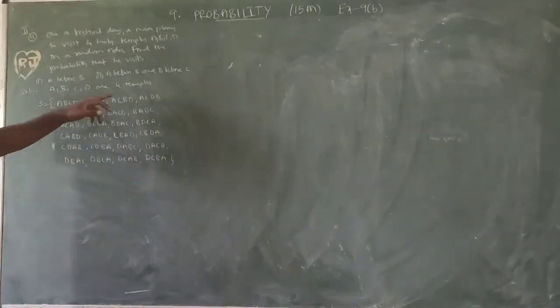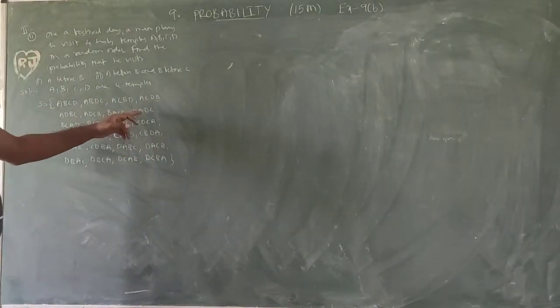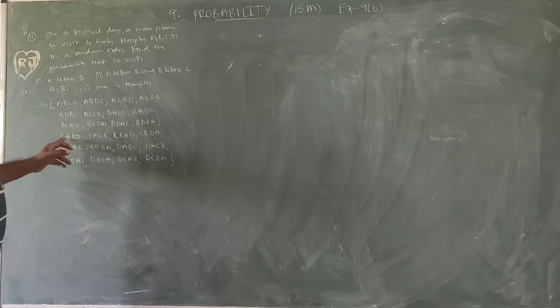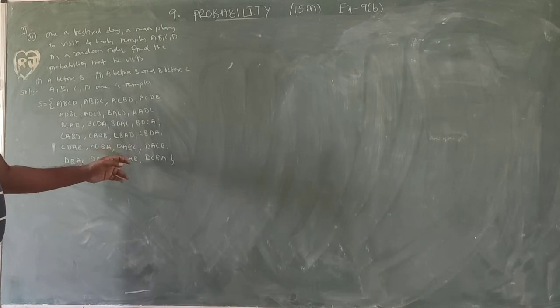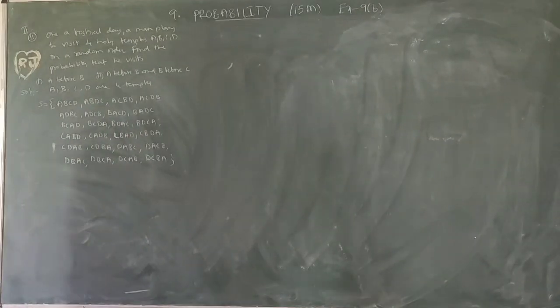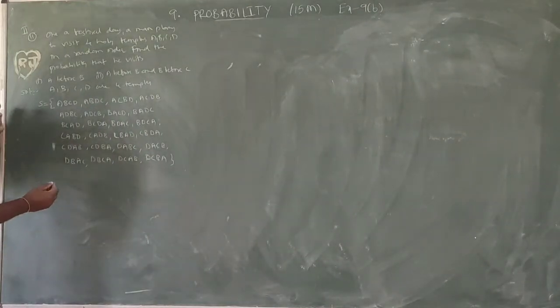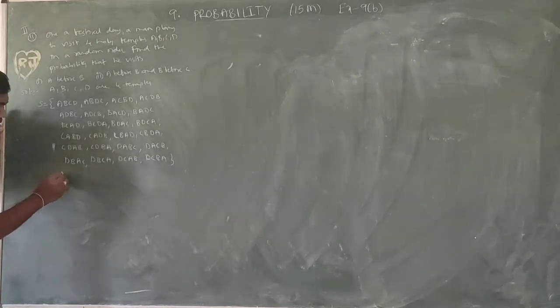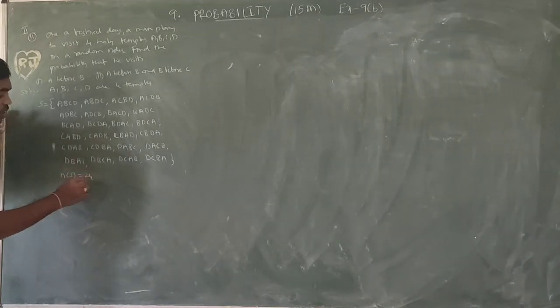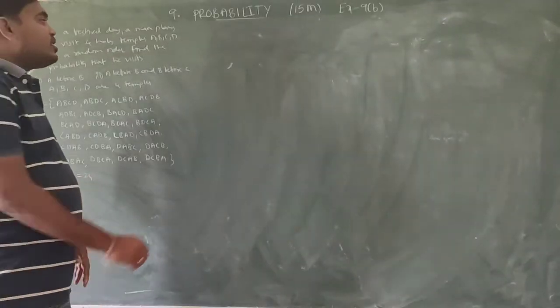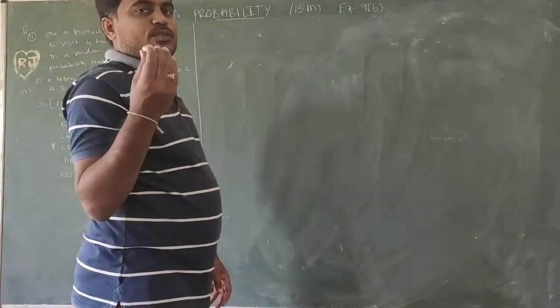So 1, 2, 3, 4, 5, 6, 7, 8, 9, 10, 11, 12, 13, 14, 15, 16, 17, 18, 19, 20, 21, 22, 23, 24. So total choices are 24. So I am writing N of S equals 24. So these are the 24 ways he can visit 4 temples.